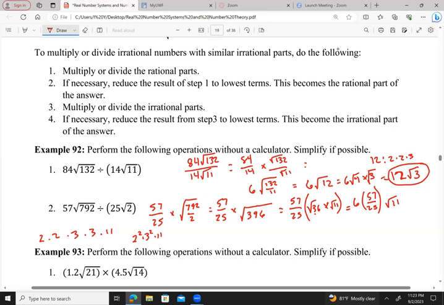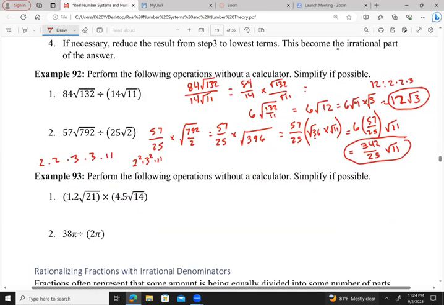6 times 57 equals 342. 342 over 25 times the square root of 11. Now we could do a mixed number, but I don't see the point at this time. Okay, multiplication.